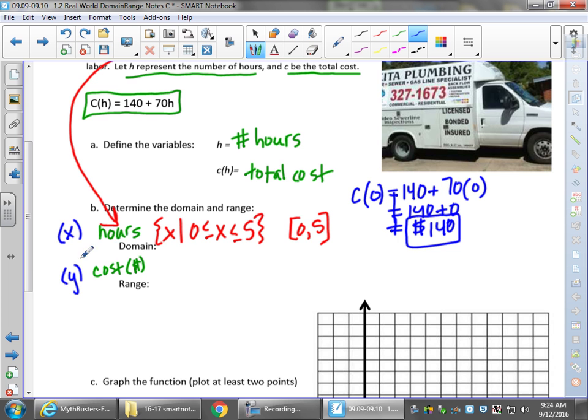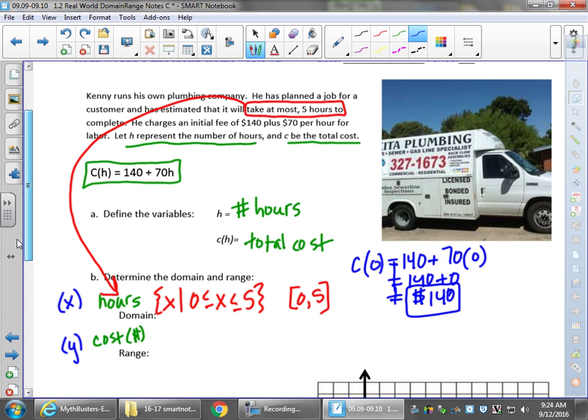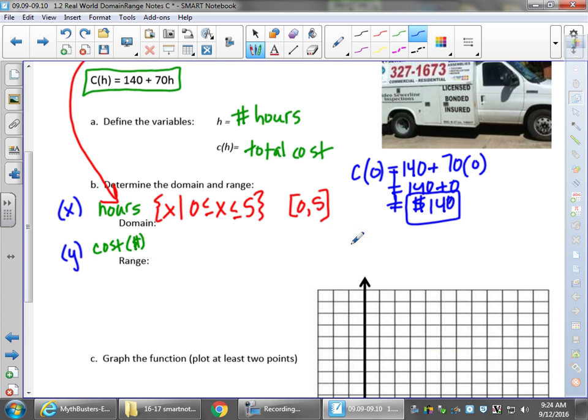Now let's see. We know that it's going to take at most 5 hours. So let's find the upper limit. So it's going to be C of what? 5. We're taking 5. That's my largest x value. So I take my largest x value, plug it in to find it. So what is this equation going to look like?